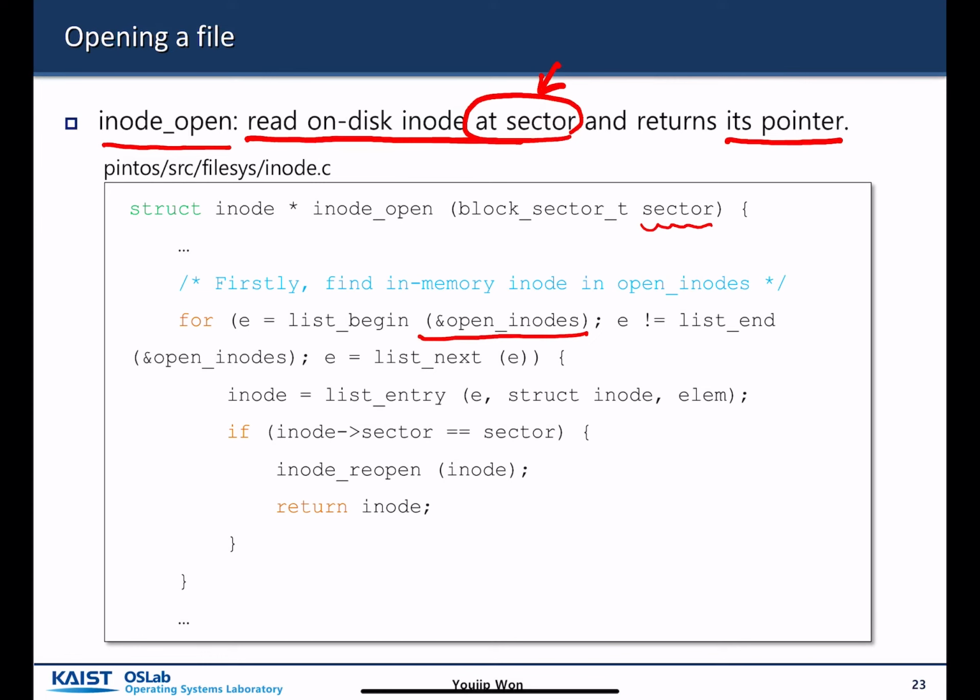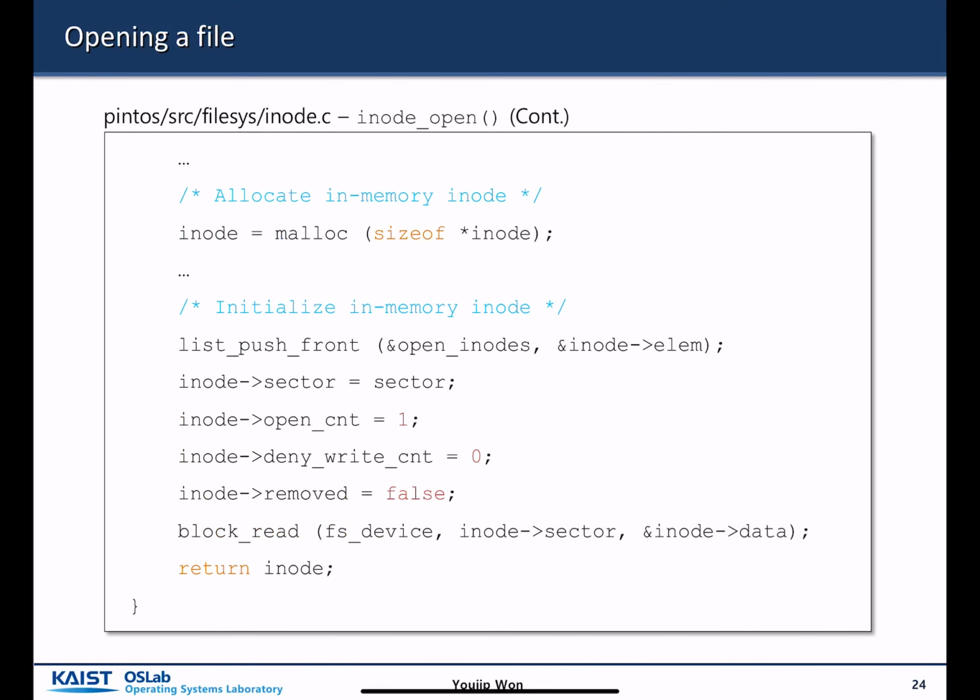So Pintos maintains a list of open inodes in the system. It is a global linked list. And in the course of opening an inode, you have to insert the inode into the list. So this is the process of inserting an inode into the open inode list. And then you have to set the fields properly. There is one important field you may want to pay attention to: the open count.